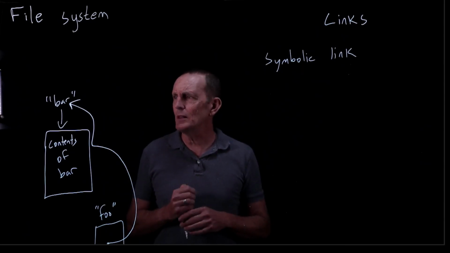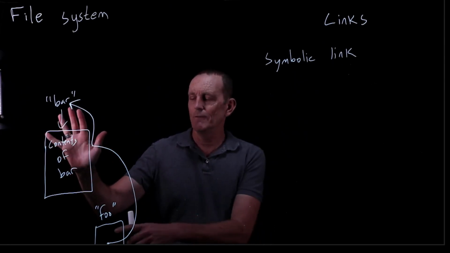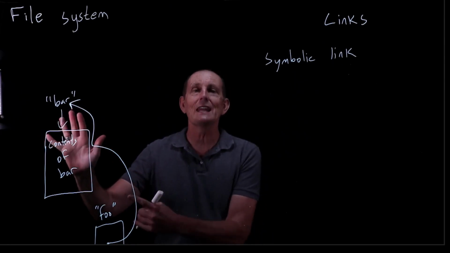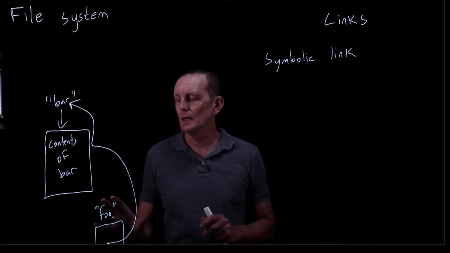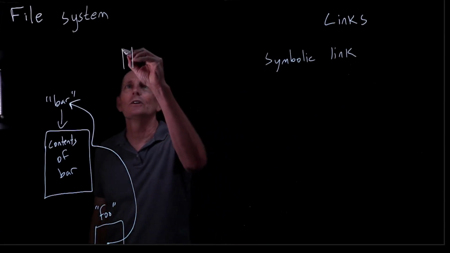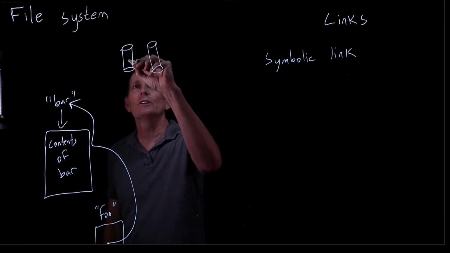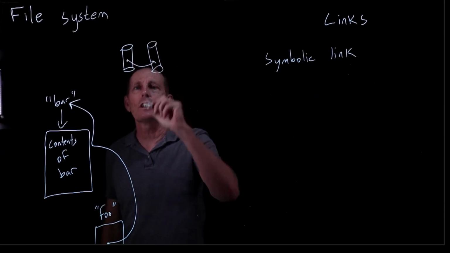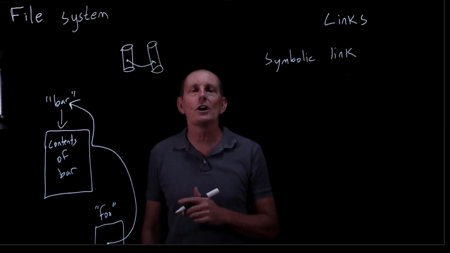The problem with this symbolic link is if you delete bar, foo still is there, and it's only when you try to access it that you get an error. These links can cross volumes. So if you have one disk here and another disk here, you can have a symbolic link that crosses. The alternative is what's called a hard link.